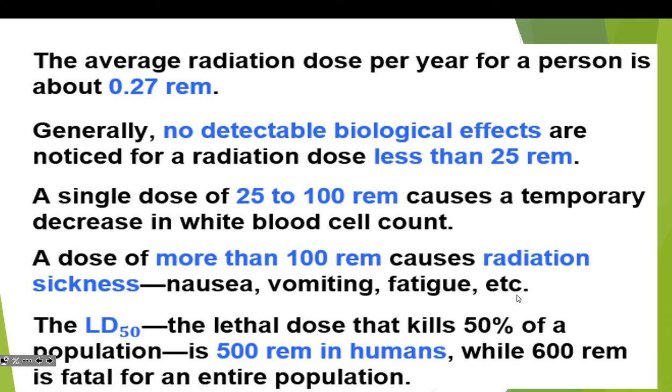A single dose of 25 to 100 rems causes a slight decrease in white blood cell count. So if your doctor orders a CT scan or PET scan, that will happen. Or CAT scan. A dose of more than 100 rem causes radiation sickness. So they have to be careful. They can't give you scan after scan after scan.